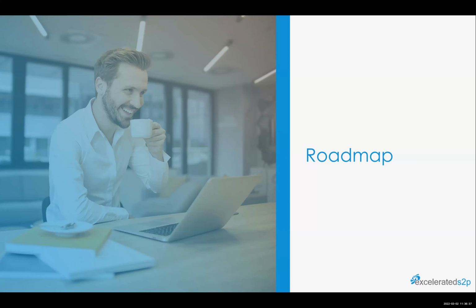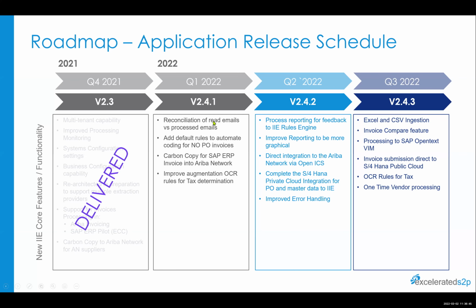Okay, and now quickly, last but not least, the roadmap. Where are we heading and what functionality is coming next? Well, we've done this already, reconciliation, read emails. We're looking at adding some more rules to help with the coding, so automate a lot more of that coding work. And we're also looking to improve the OCR tax rule determination. And there's a lot of other stuff which is happening as well. I'm not going to go through all of them in line item detail.